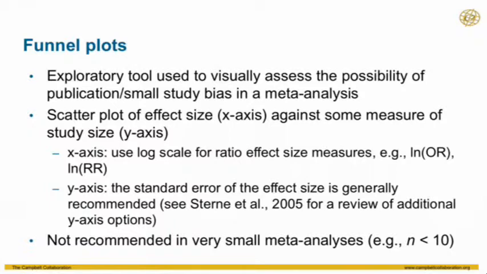There are actually lots of different options for this, and Stern has a piece in 2005 that talks about the pros and cons of the different options that you could use for your y-axis. Generally, unless you have a compelling reason not to, we would recommend that you use the standard error of your effect size on your y-axis. And then on your x-axis, if you're using ratio measures, like a logged risk ratio or logged odds ratio, you would want to use those log scale values on your x-axis.